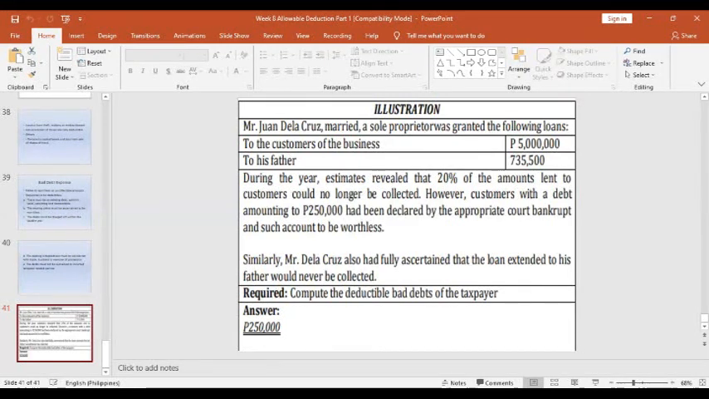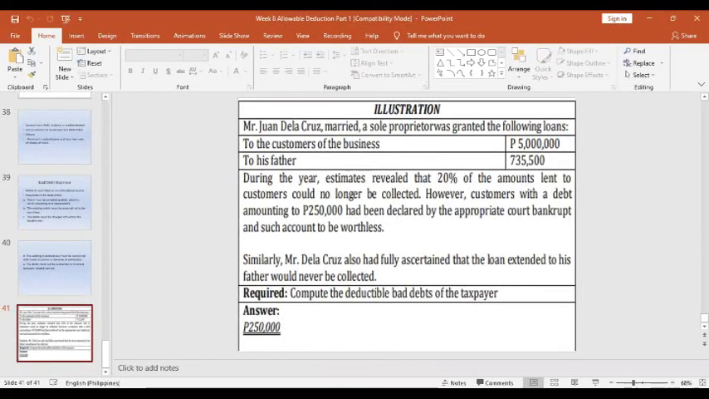The requirement is to compute the deductible bad debts of the taxpayer, Mr. Juan de la Cruz. The answer, of course, is the bad debts of 250,000, because of the uncollected receivable: the customer is declared bankrupt and is incapable of paying Mr. Juan de la Cruz anymore. So that will be a loss, and that will be the allowable deduction as bad debts expense.